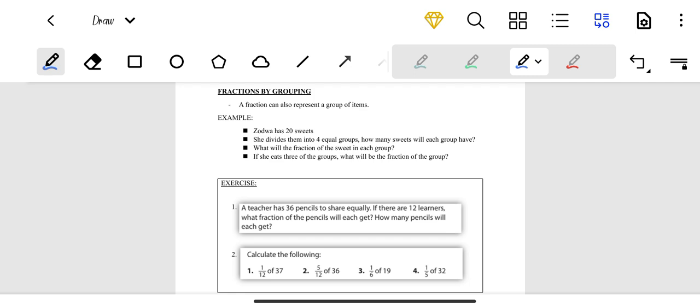Provided down here is the example that says, Sodwa has 20 sweets. She divides them into 4 equal groups. How many sweets will each group have?